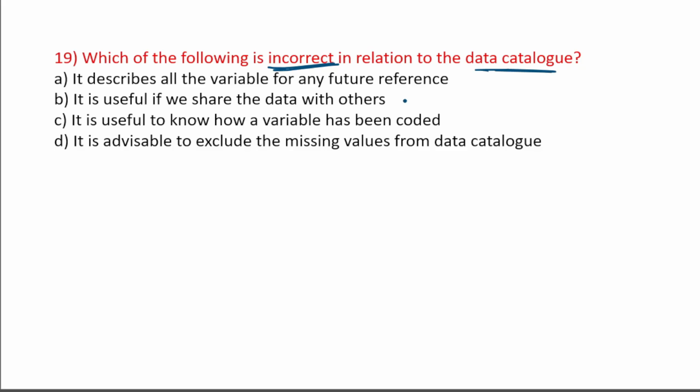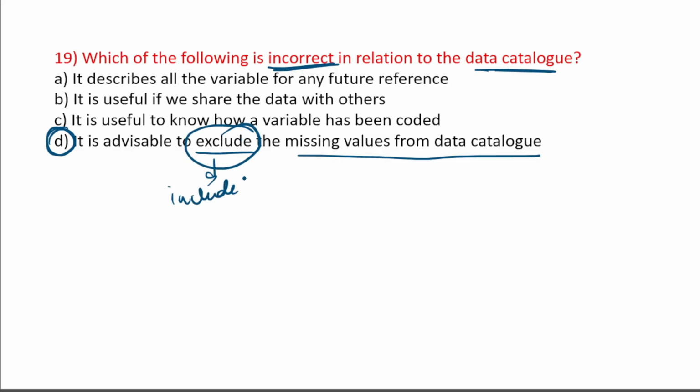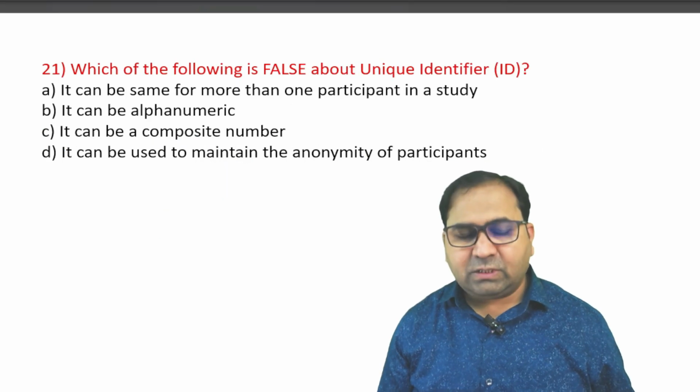So what is incorrect? The incorrect part is that it is advisable to exclude the missing values. To exclude the missing values from data catalog is wrong, because the correct statement will be that you include the missing values. You have to include the missing values. Next question.